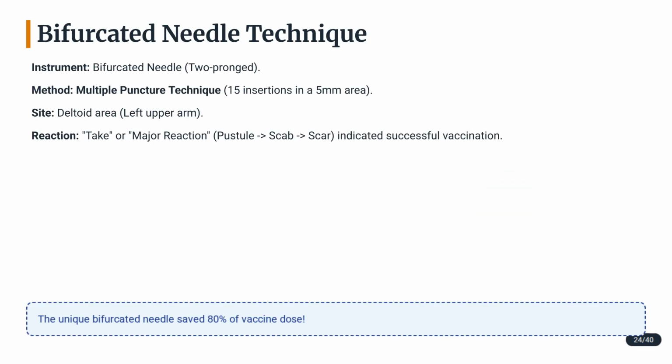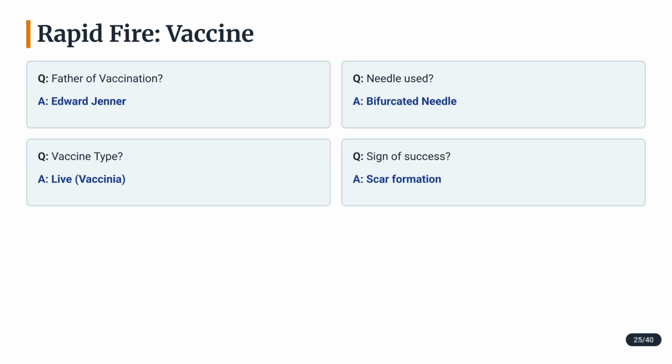Reviewing vaccine basics, Edward Jenner is the father of vaccination. The bifurcated needle was used for the live vaccinia vaccine. Scar formation indicated a successful immunization. Several factors favored eradication: humans being the only reservoir, the absence of carriers, easily identifiable clinical features, a highly effective and stable vaccine, and lifelong immunity after infection.